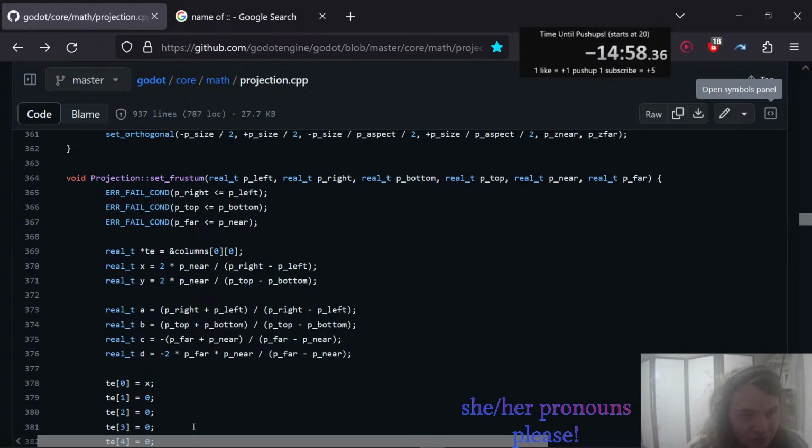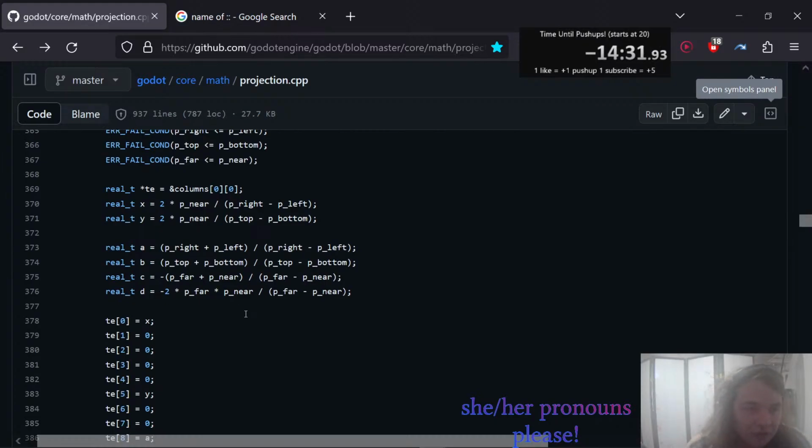Void projection, colon, set frustum, left paren. Void projection, set frustum. Real TP left, real TP right, real TP bottom, real TP top, real TP near, real TP far. Error fail condition, P right less than or equal to P left. Error fail condition, P top less than or equal to P bottom. Error fail condition, P far less than or equal to P near.